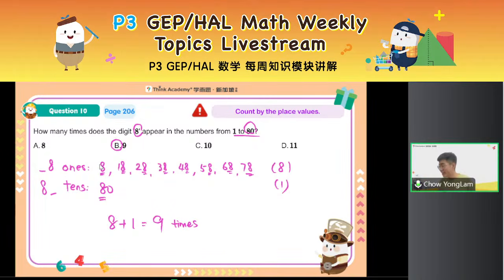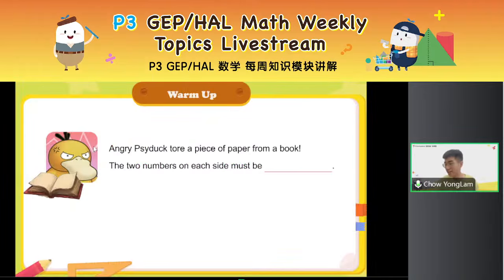Okay, now so many people are already asking, what about question 11? What sort of evil is question 11? So let's look at a little story. Let's say Angry Psyduck, Teacher Yongna's favorite Pokemon, tore a piece of paper from a book. Hopefully you have your book with you. So a piece of paper has a front page and a back page. So every piece of paper actually has 2 pages.